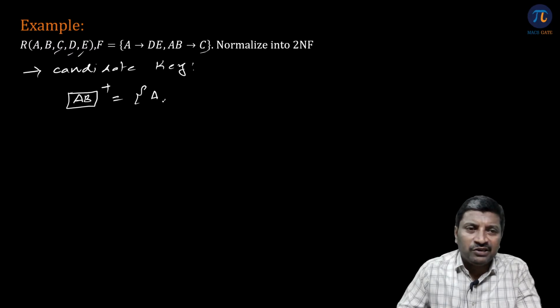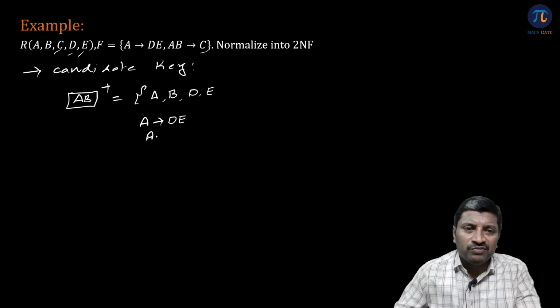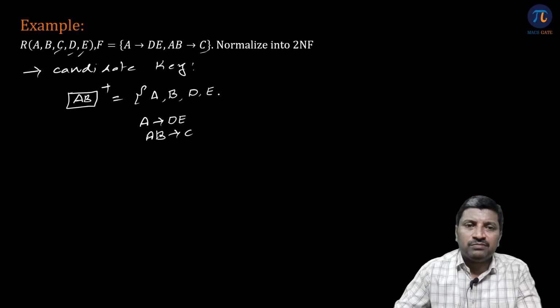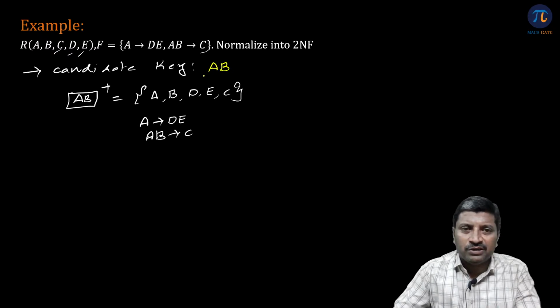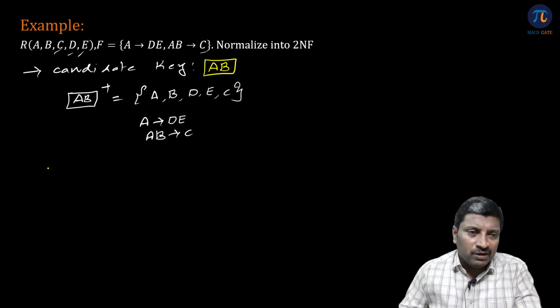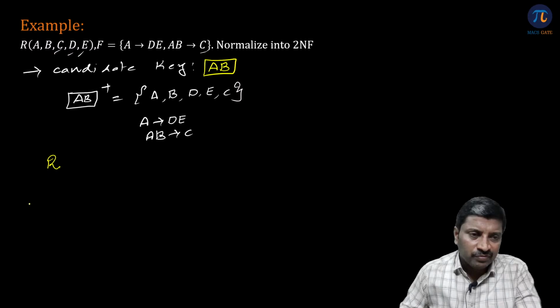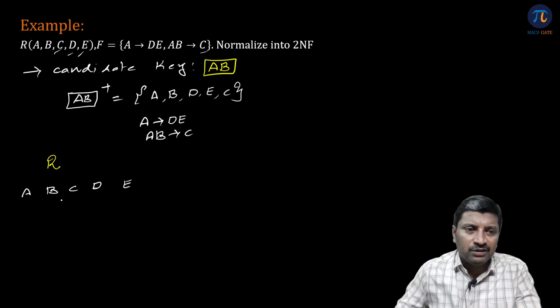With A, I can get A. With B, I can get B. With A, I can get D, comma E. With AB, you can get C, right? So we are getting all attributes. So AB is a candidate key. AB is the one and only candidate key. Since AB is the one and only candidate key, we will designate it as a primary key. Now the relation is, what is the relation, sir? I have 5 attributes: A, B, C, D, E.